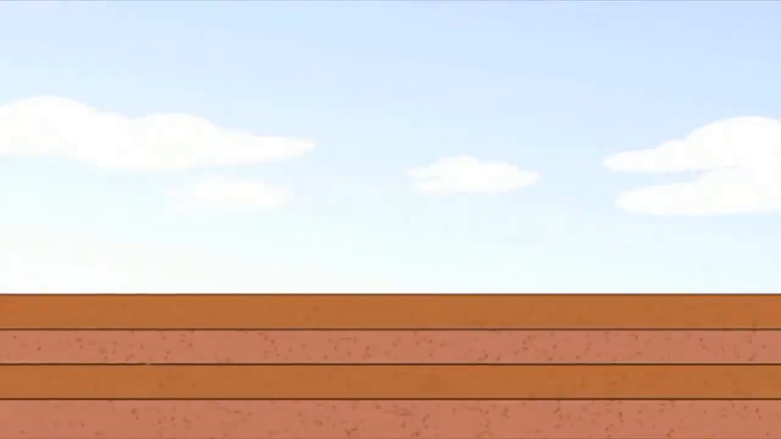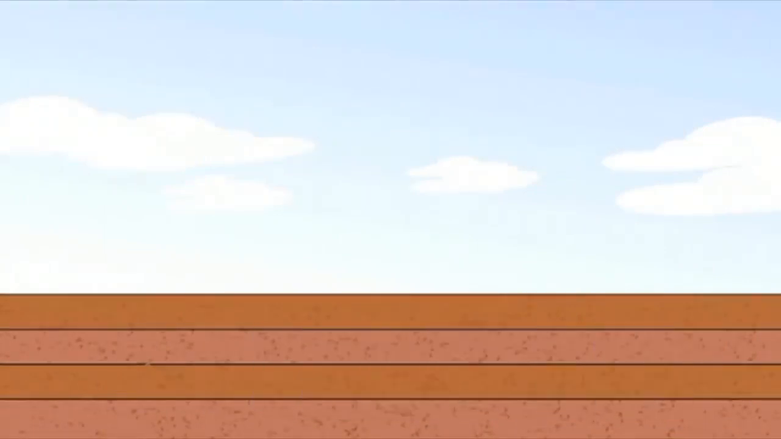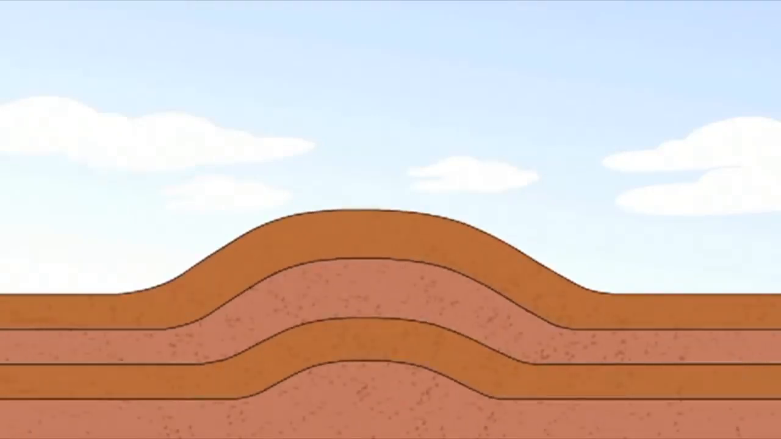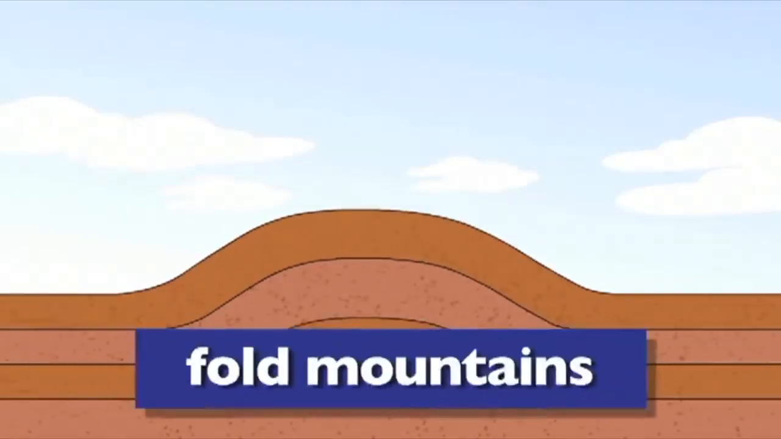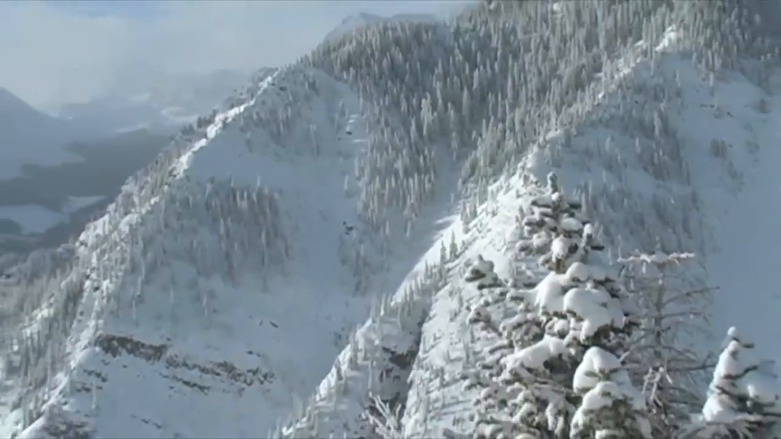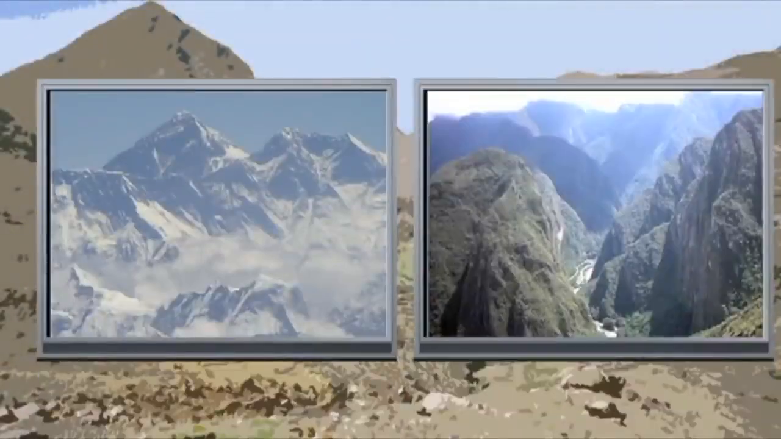Now, the Earth's crust is made up of large sections called plates. The plates float on the liquid mantle and are constantly moving. Sometimes these plates press together. When they do, the pressure causes the plates to buckle into folds. That's why they're called fold mountains. Most of the great mountain ranges on Earth are fold mountains. The Himalayas in Asia and the Andes in South America are examples of fold mountains.